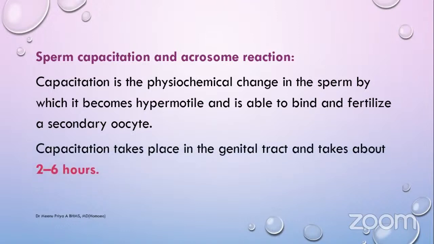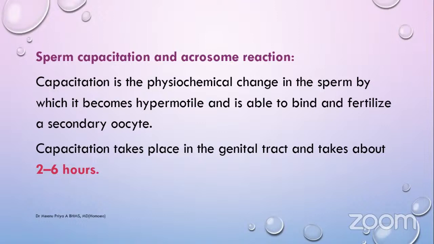So what is the time period and where does capacitation occur? Capacitation occurs in the female genital tract. So always remember, this can be a question. Which is the site of sperm capacitation? It is the female genital tract, and the time period it takes for capacitation is 2 to 6 hours. So wherever you see a time period, weeks, months, whatever it is, just remember, make a note of it, and don't forget.